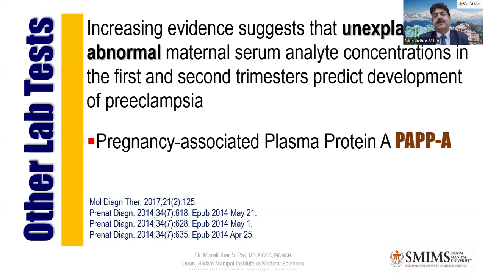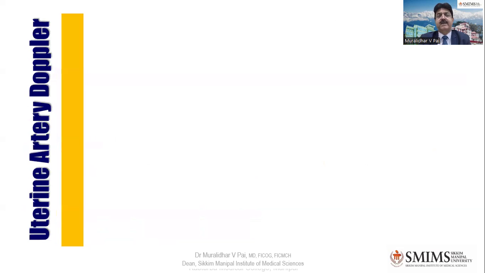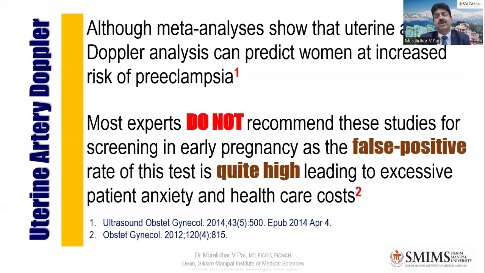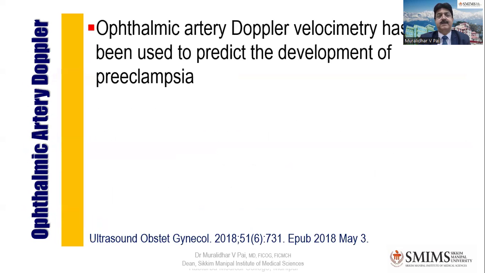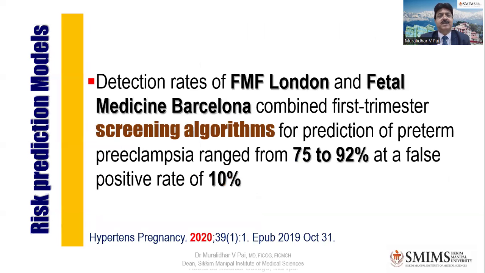nowadays as a dual test. So if you do this, that will also give us a clue. Abnormalities in cell-free DNA levels also can be made out. Now, people have gone for uterine artery Doppler. We did this thesis long back, more than 25 years ago. But most experts do not recommend these studies for screening in early pregnancy as the false positive rates are quite high. We also felt the same thing. People have gone for all sorts of arteries, ophthalmic arteries. The other day I was saying Google is coming out with just an ocular scan to predict everything on Earth using artificial intelligence, but it has little clinical utility.